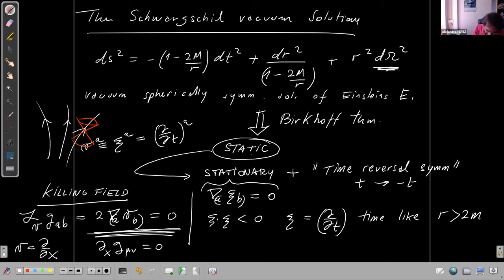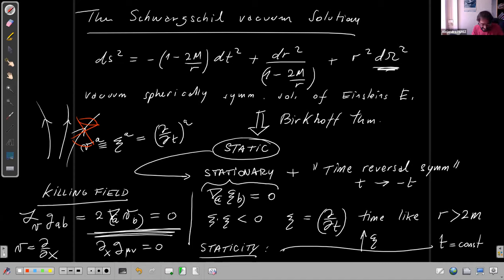So what does it mean to be static? Staticity requires that psi is hypersurface orthogonal, namely that there are surfaces, in this case the t equal constant surfaces, which are normal to the Killing vector field. And if that's the case, in the adapted coordinates, the metric would look like that. There wouldn't be any term of the form dt times dxi, where xi would be the other three coordinates. There are no terms like that. And this is the reason why the static metric is time reversal symmetric with respect to the Killing parameter t.